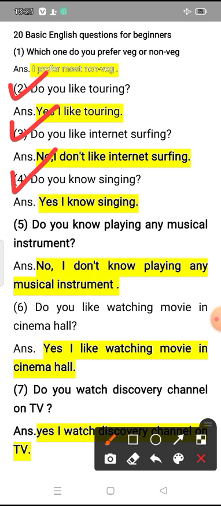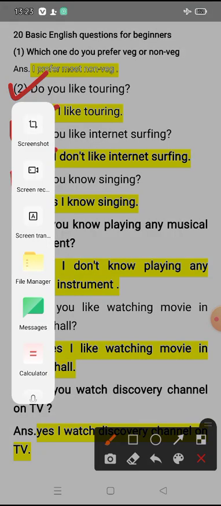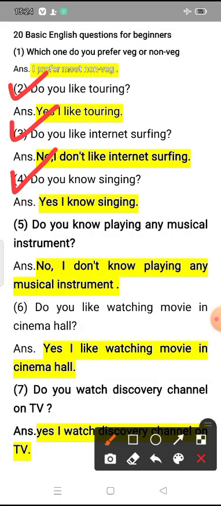Your fifth question is: do you know playing any musical instruments? Guys, musical instruments. If you play any musical instruments like piano, guitar, shehnai, you can say yes, I play musical instruments. If you don't play any musical instruments, then you can say no, I don't play any musical instruments.